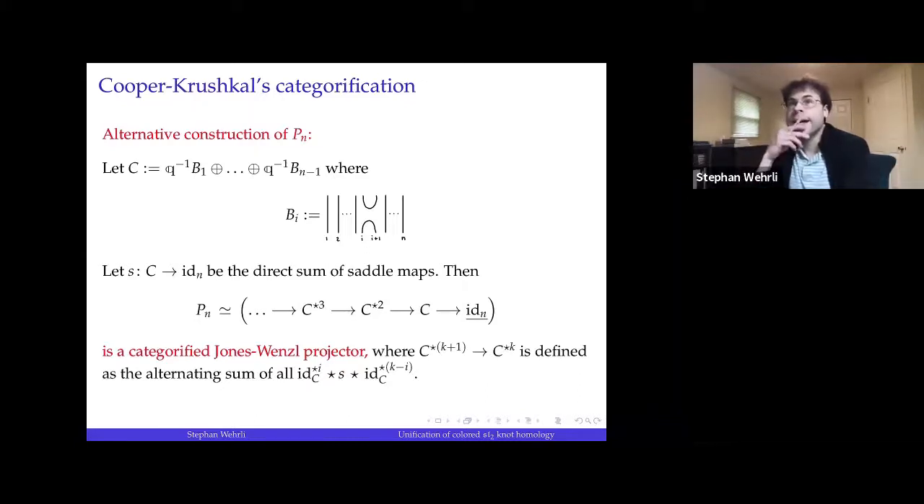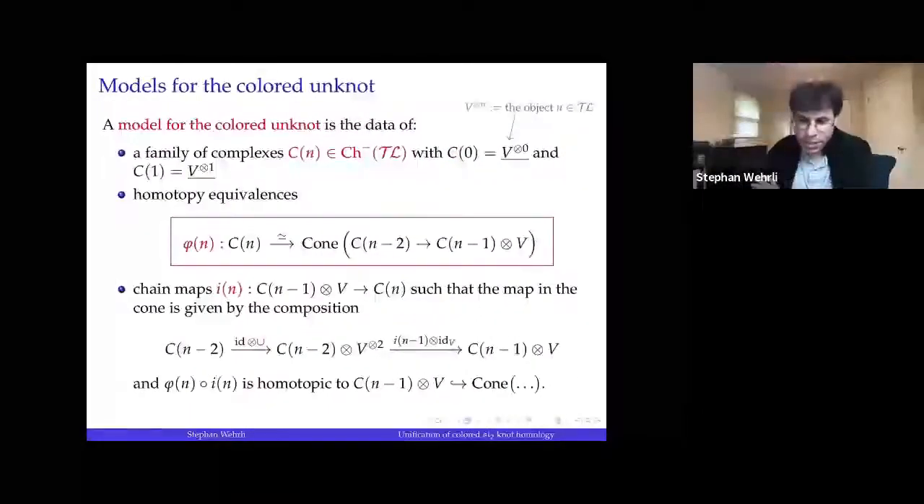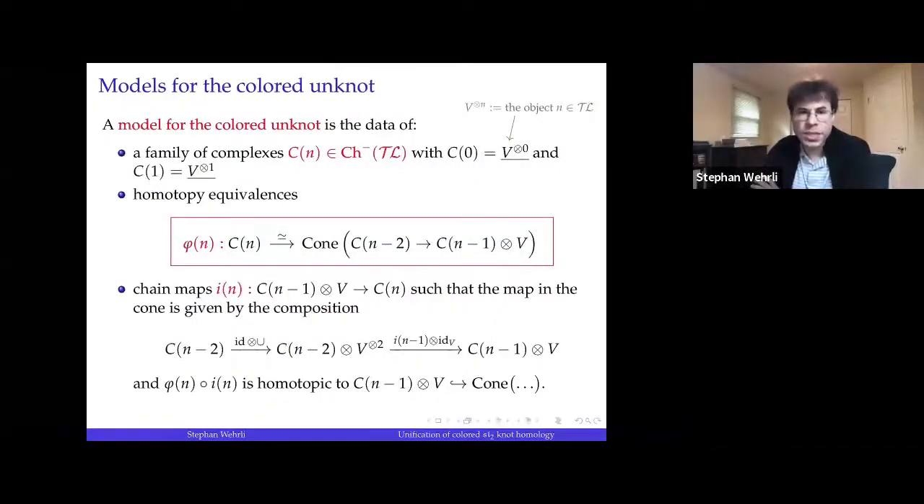Okay, and now the question is, how can we show that these two constructions are equivalent for the annular unknot? Well, the idea is, as a tool to prove equivalence, we introduce something that we call a model for the colored unknot. So this is basically an axiomatic characterization of a categorification of the n-colored annular unknot. And what it is, is a family of chain complexes. I regard them as complexes in the Temperley-Lieb category, but you can also think of them as complexes in the quantum annular Bar-Natan category, because the category is equivalent.